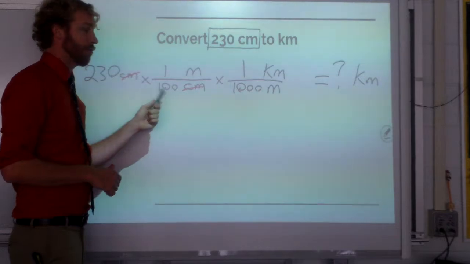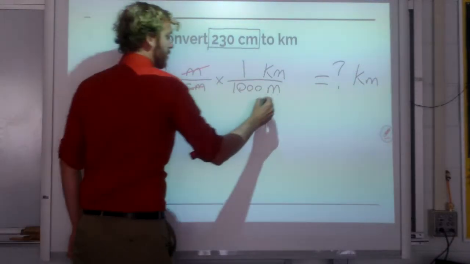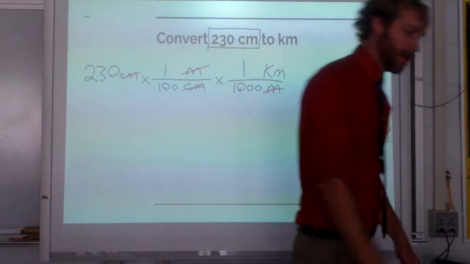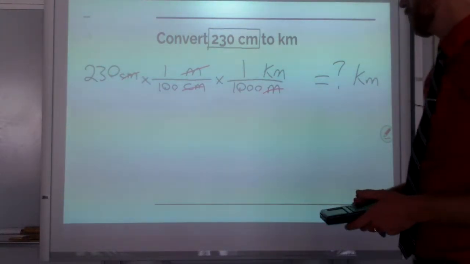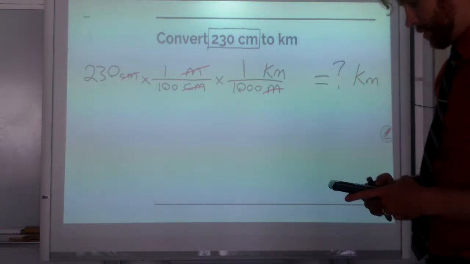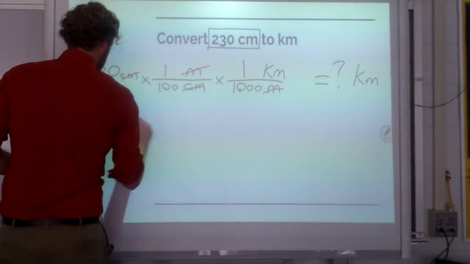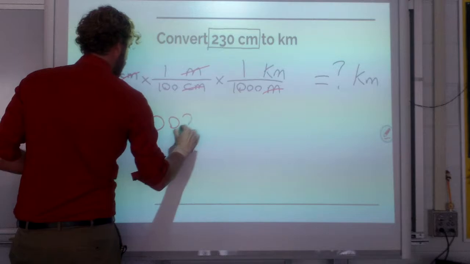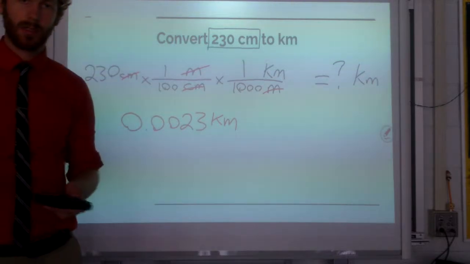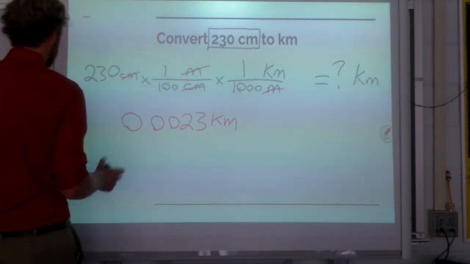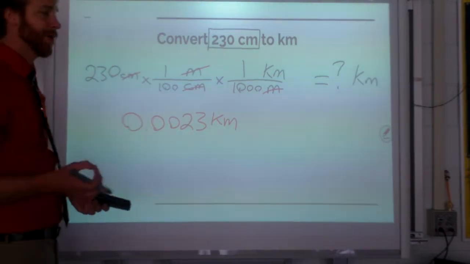Now we can plug this into our calculator. If the number is on the bottom, we divide. If it's on top, we multiply. See how my meters cancels out? We're left with kilometers, so all is well. So get your calculators out. 230 centimeters divided by 100 divided by 1,000, and we get 0.0023 kilometers. Now let's make sure that this makes sense. Centimeters are very, very small, so it makes sense that when we're going to kilometers, it's going to be a really small number.